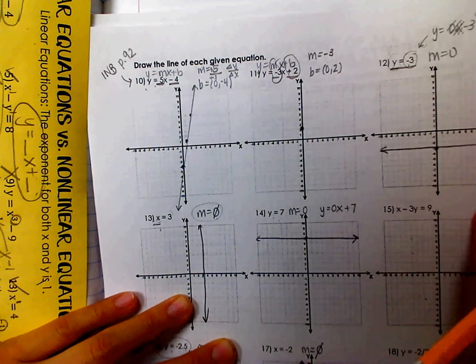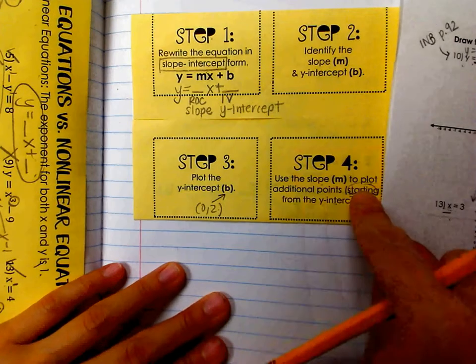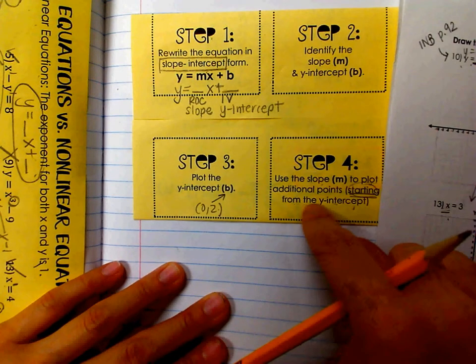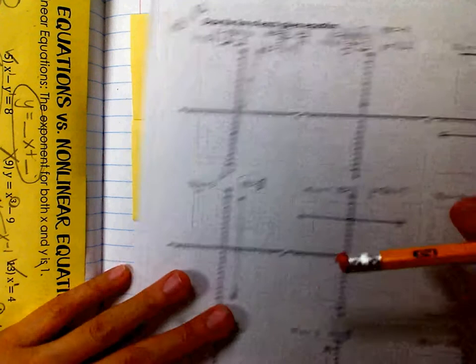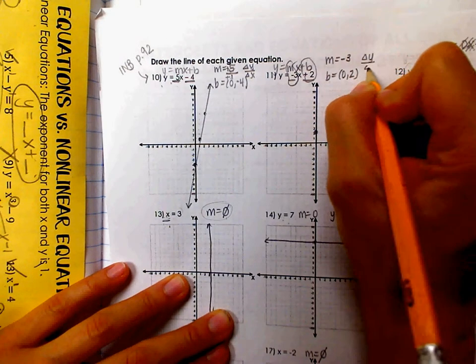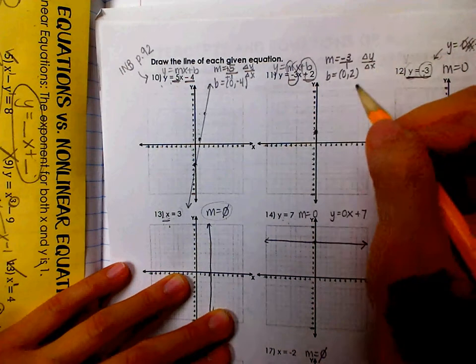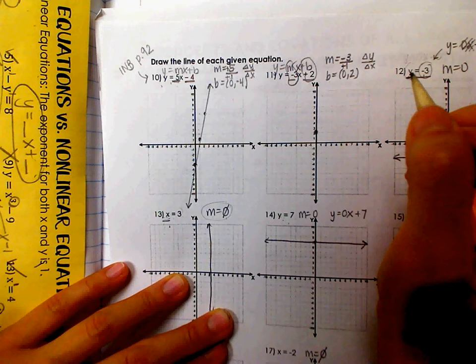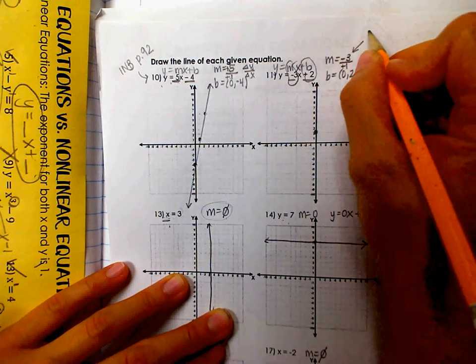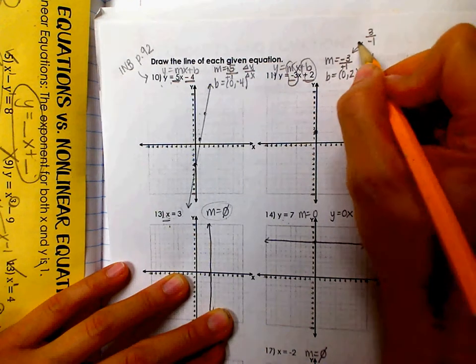Step 4, use the slope to plot additional points starting from the y-intercept. So I need the slope. Well, I always want a change in y over change in x. And right now I only see the change in y, so you can always put that over +1, and that doesn't change the value of anything. Now you can write that, or you can switch it to +3 over -1. Both of these are acceptable. Okay? So let's say we go with this one.